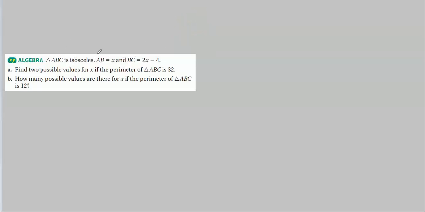So we've got that AB equals x, BC equals 2x minus 4. Find two possible values. Well, let's see. Maybe we've got to draw a picture and see what it is we're talking about here. There's A, there's B, and there's C. So, I'm going to say AB is x. BC is 2x minus 4. And it's isosceles. And the perimeter is 32.